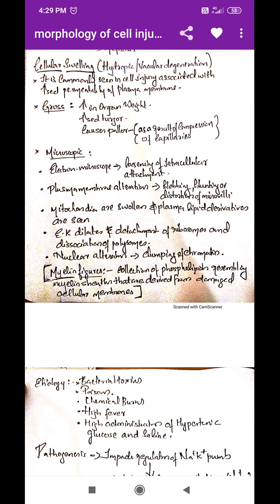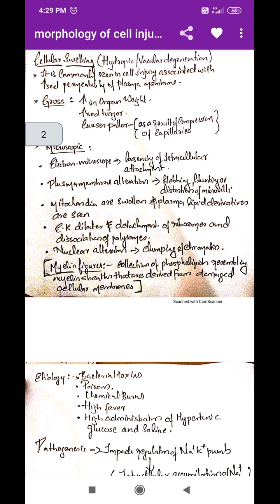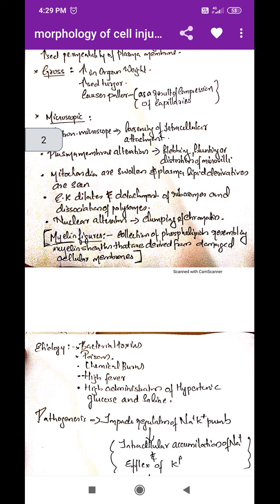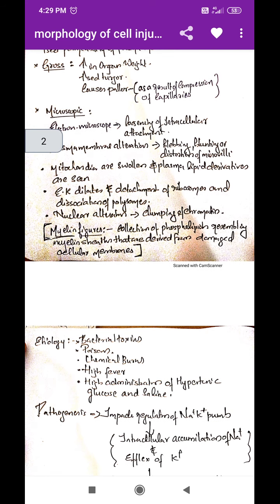Microscopically, there will be alteration of the plasma membrane, such as blebbing, blunting, or distortion of microvilli. Mitochondria will be swollen and plasma lipid derivatives are also seen. The endoplasmic reticulum dilates, with detachment of ribosomes and dissociation of polysomes. The nucleus will be pale and you can see clumping of chromatin.